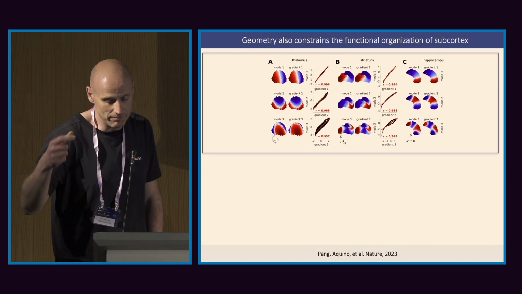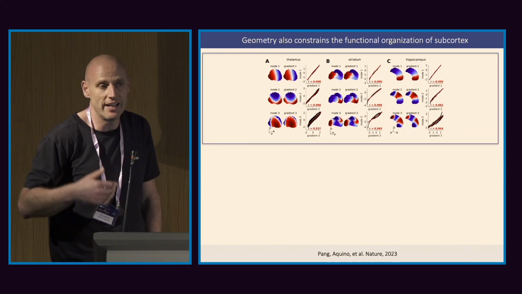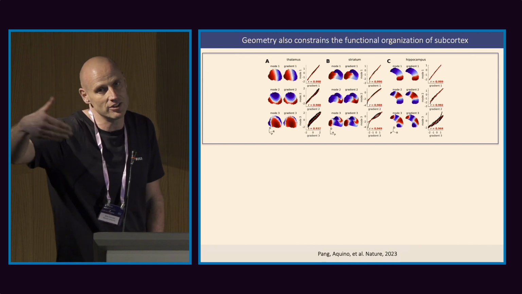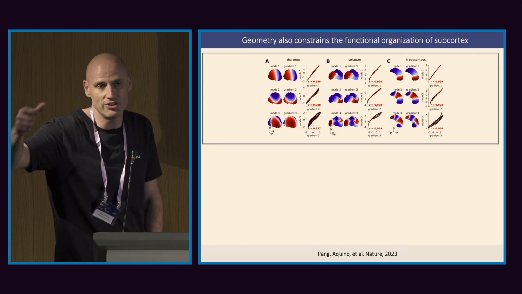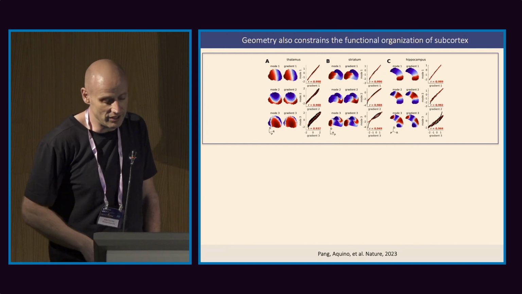And we see the same pattern if we look at the striatum and hippocampus, all areas with very different geometries. And this correspondence extends out to the first 20 or so modes. So suggesting there's a really tight coupling between geometry and function in these areas.